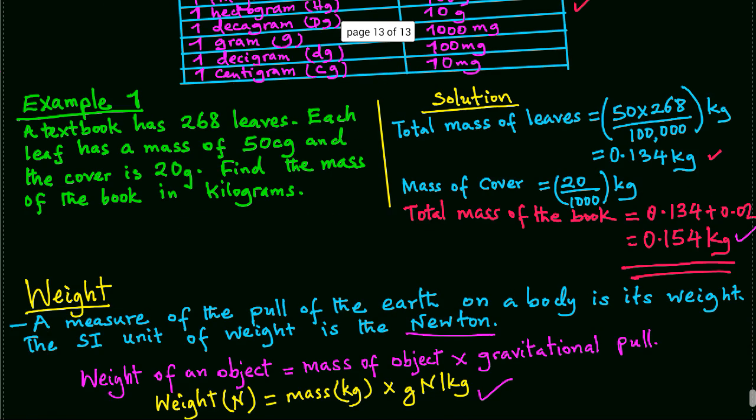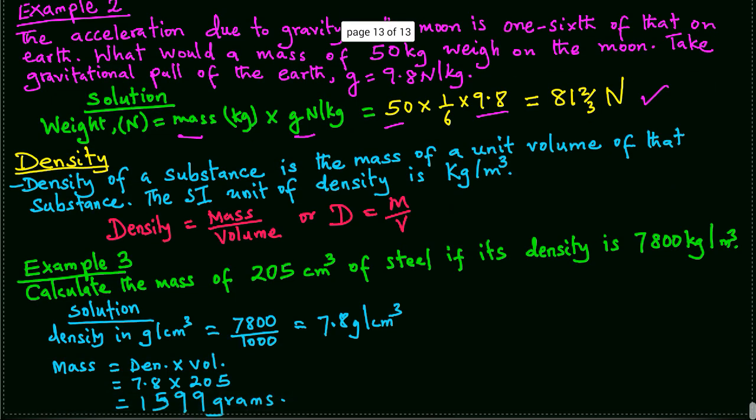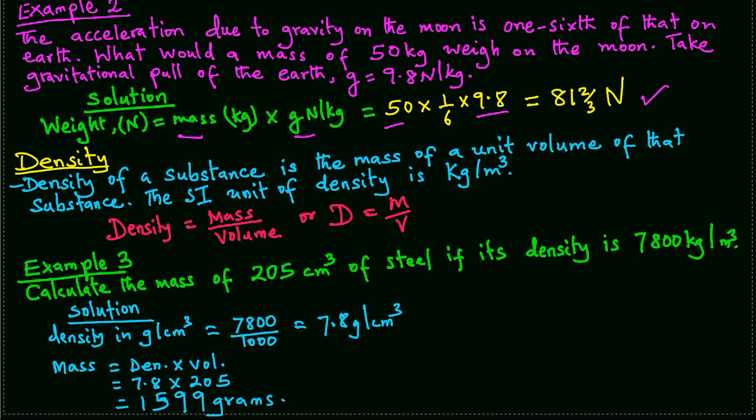Finally, density, on the other hand, is simply the mass of a unit volume of a substance. Its SI unit is kilograms per cubic meter, though we can also express density in grams per cubic centimeter. So density is mass over volume.